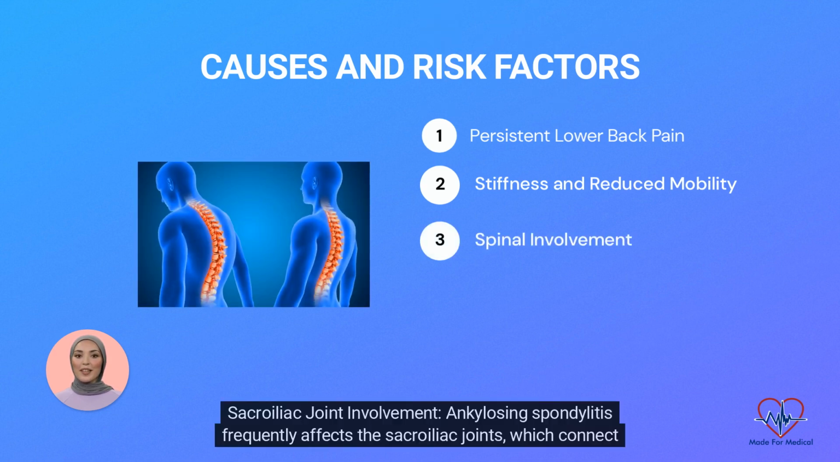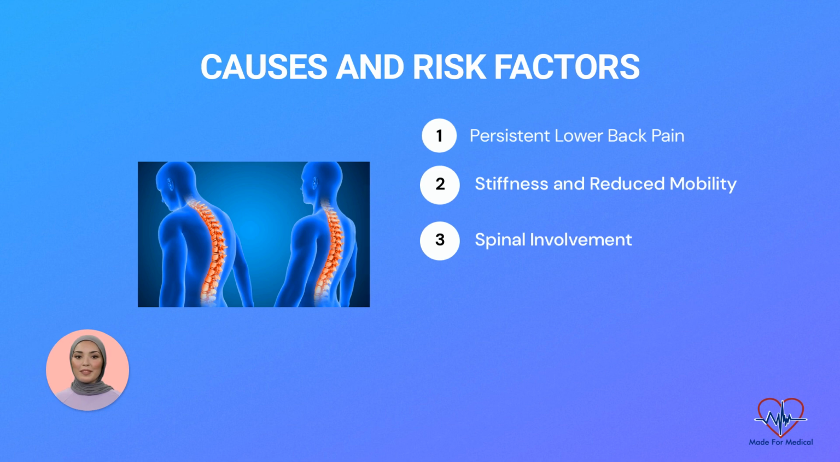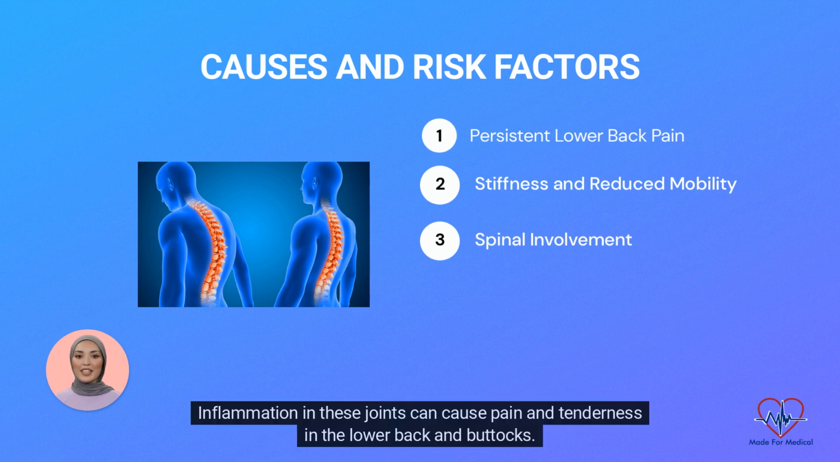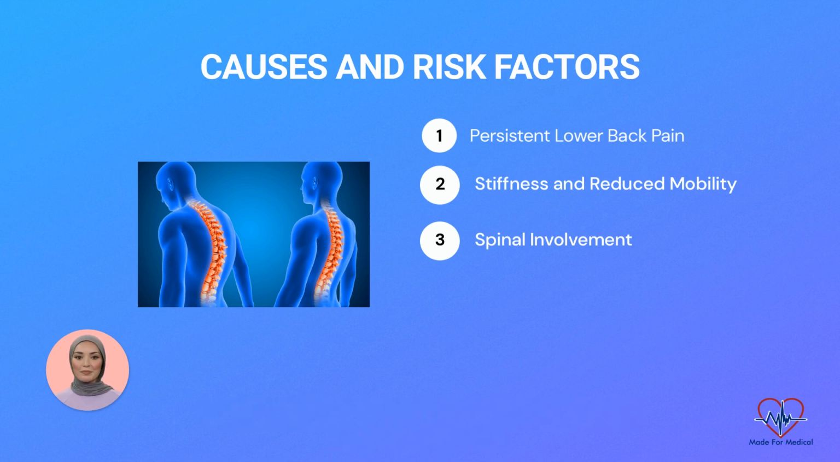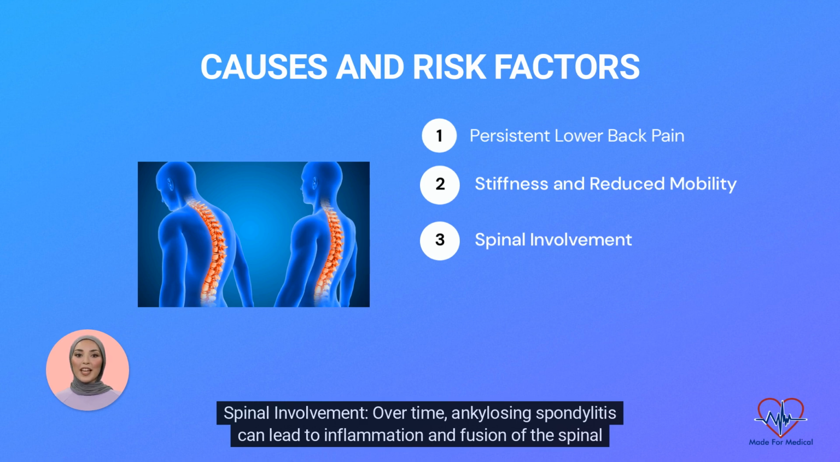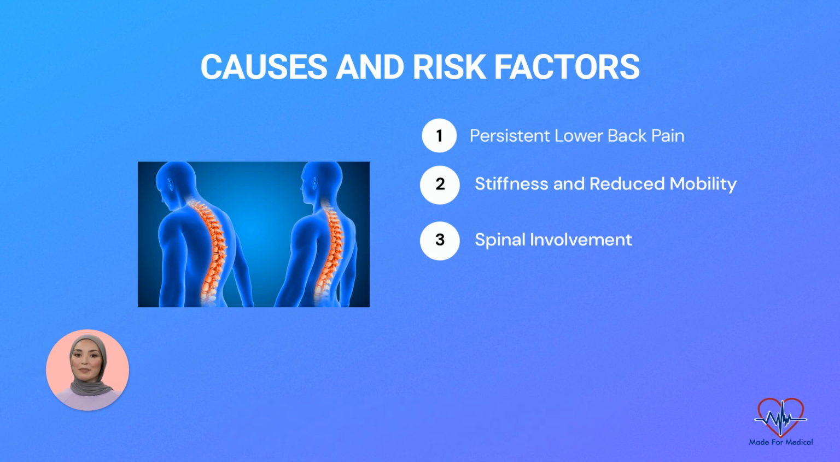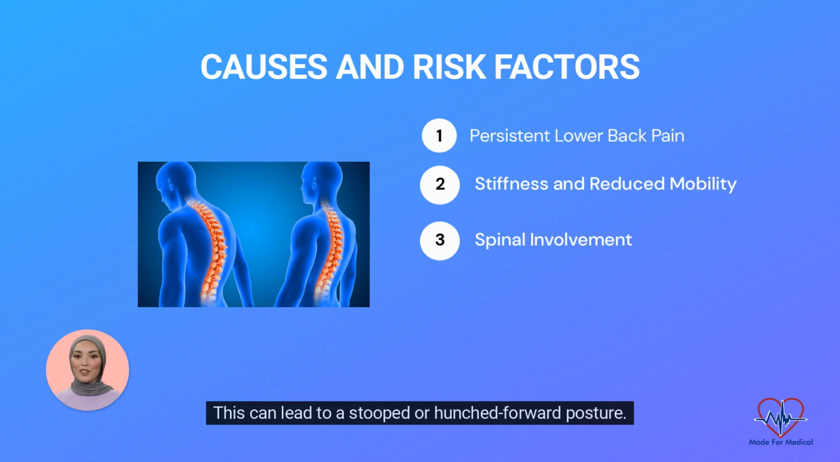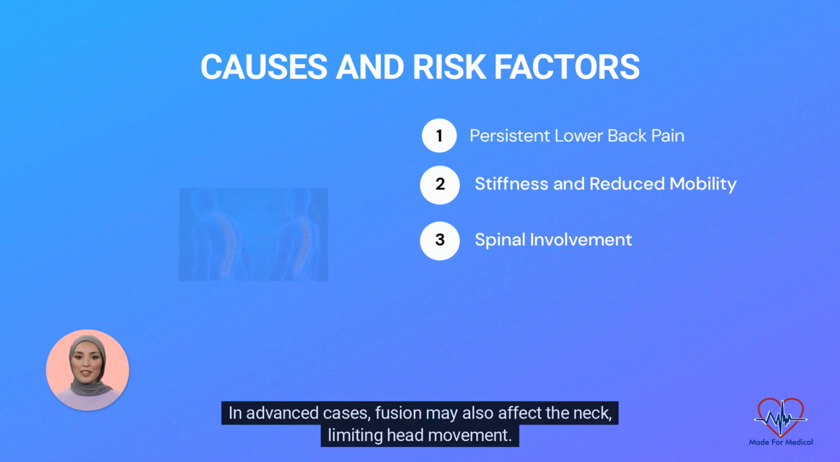Sacroiliac joint involvement. Ankylosing spondylitis frequently affects the sacroiliac joints, which connect the base of the sacrum to the iliac bones. Inflammation in these joints can cause pain and tenderness in the lower back and buttocks. Sacroiliitis may be detected through physical examination and imaging studies. Spinal involvement. Over time, ankylosing spondylitis can lead to inflammation and fusion of the spinal vertebrae, resulting in reduced spinal mobility. This can lead to a stooped or hunched forward posture. In advanced cases, fusion may also affect the neck, limiting head movement.